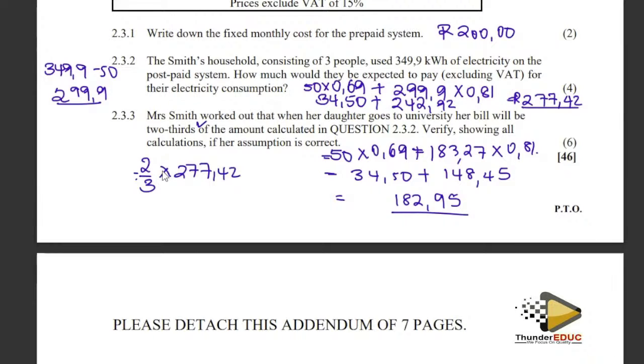So 2/3 of 277.42 is approximately there, but it's not correct. The assumption is incorrect.